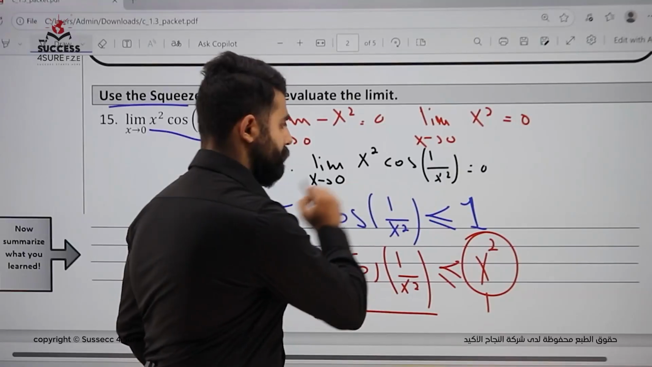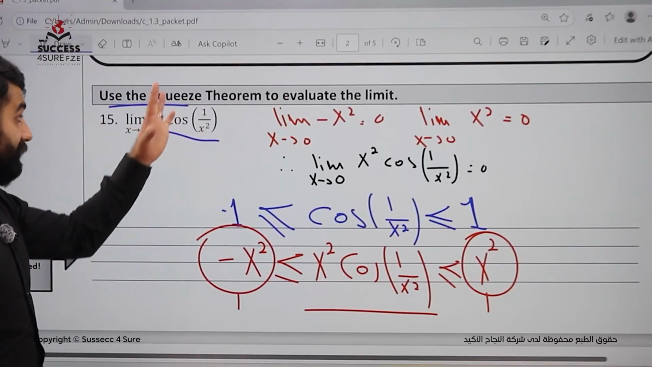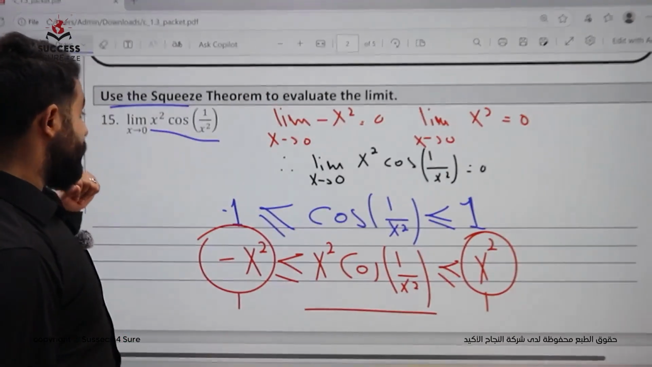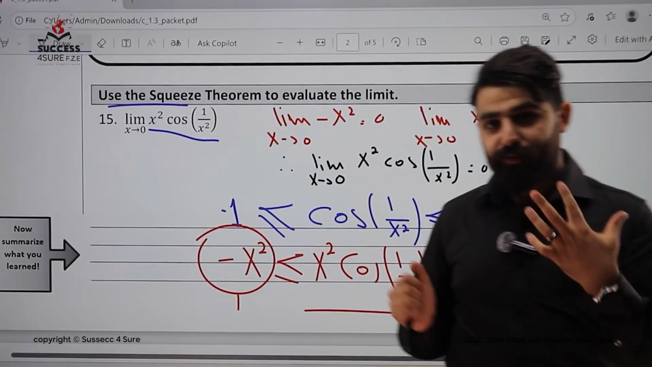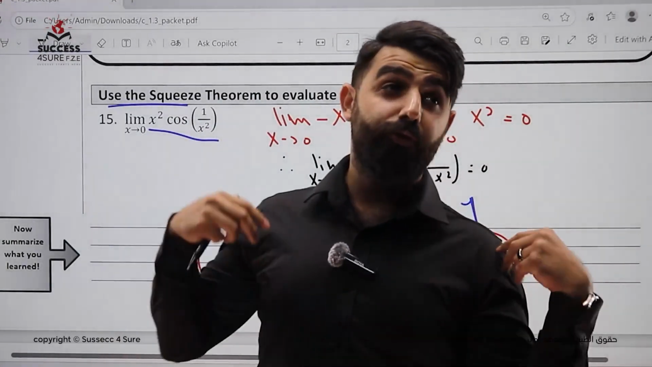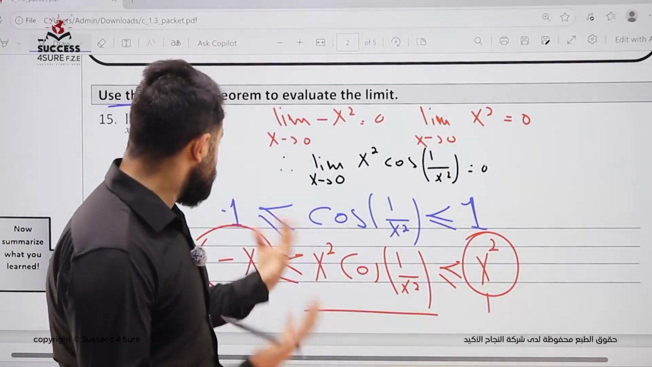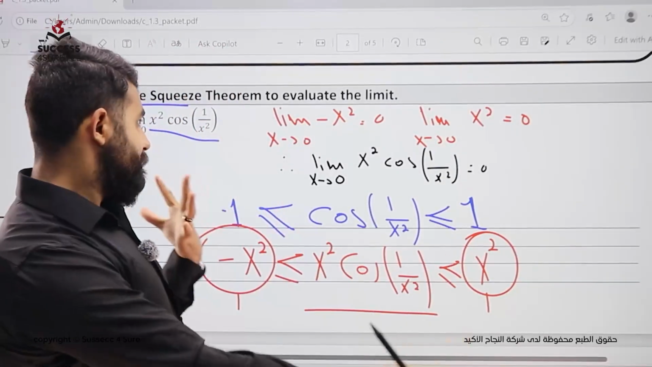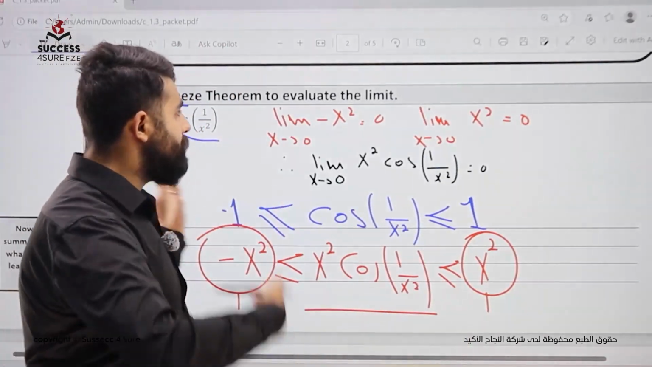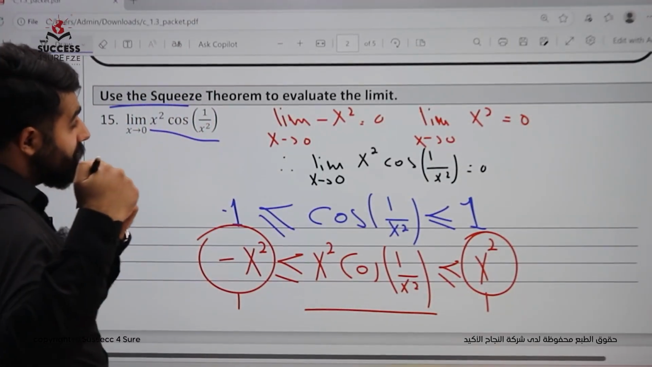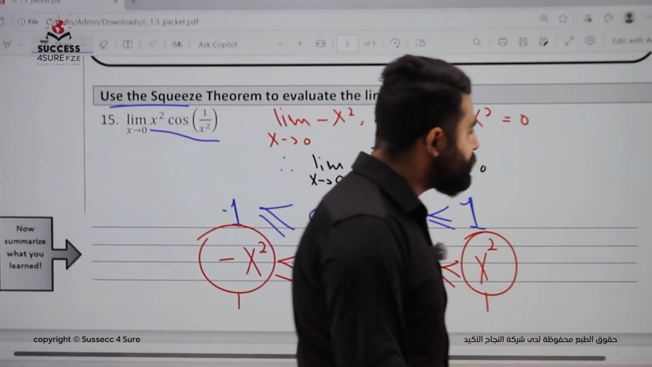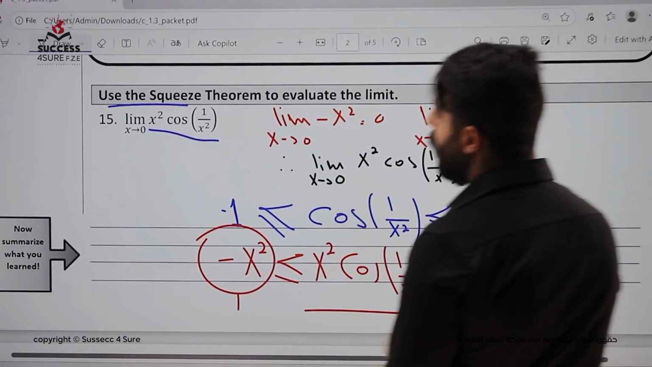Okay? That's what the squeeze theorem means. So, the squeeze theorem states that you have to have your function between two functions that you know everything about and you can find the limit for them. Okay? Now, maybe you didn't understand the thing exactly. I'll make you understand.